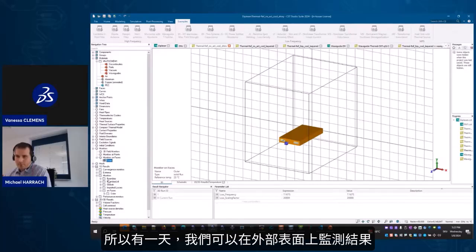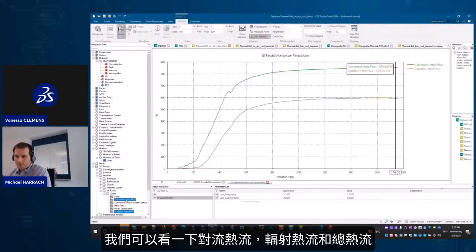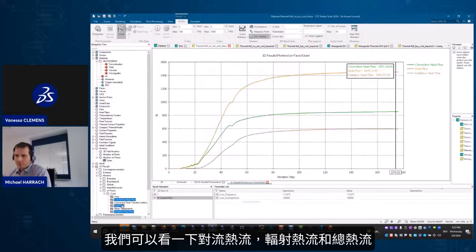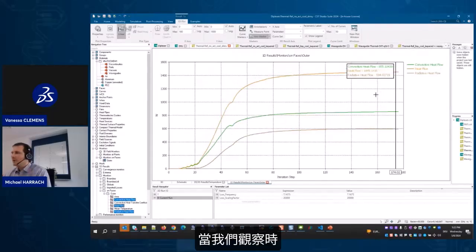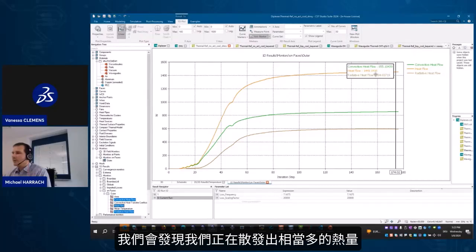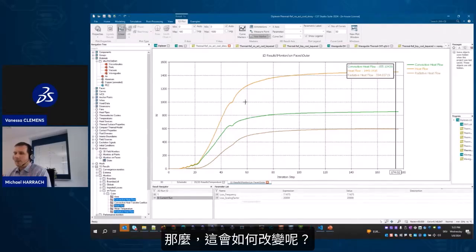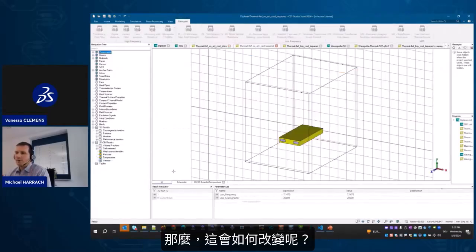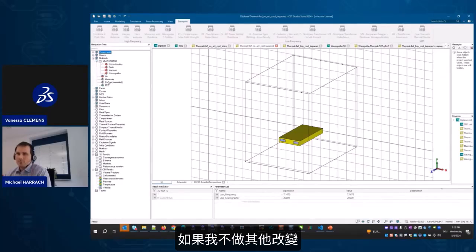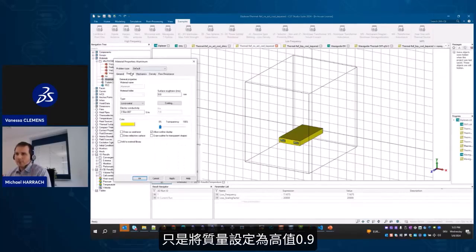So 1D results, monitors on faces, outer. Here we can take a look at the convective heat flow, radiative heat flow, and overall heat flow. And we see we are radiating off quite a bit of heat, but a lot less than we're losing through convection.